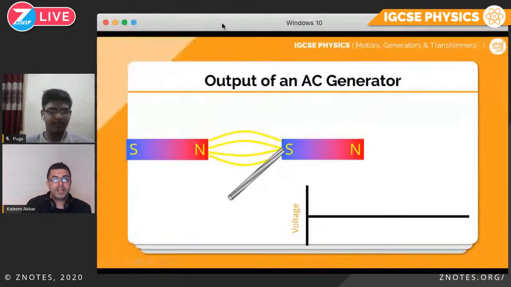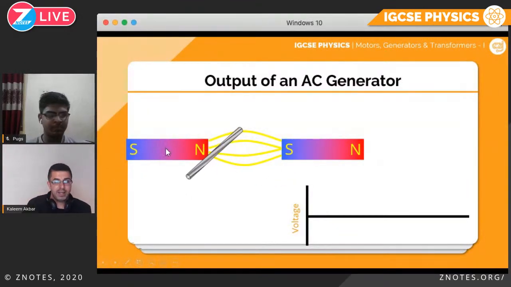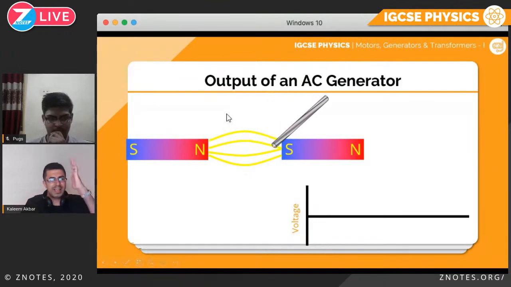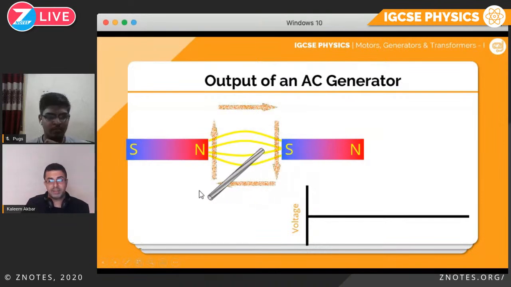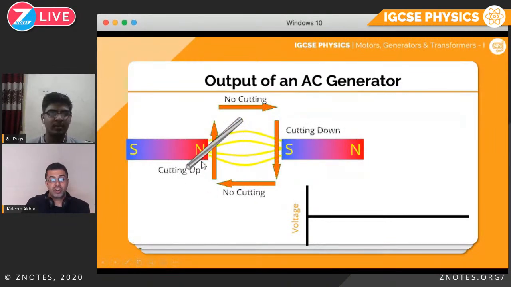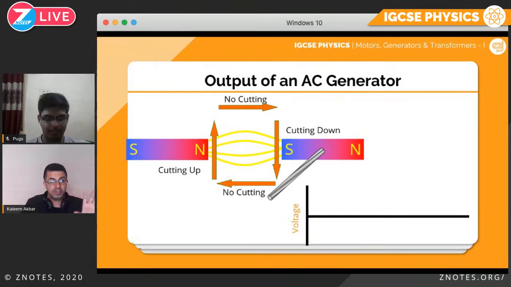Okay. So when I'm showing you this PowerPoint and it looks like we're deliberately missing the wire, I want you to understand that the coil is either at the top, or at the top and at the bottom at the same time. So what happens here? Cutting up the way, cutting the magnetic field, no cutting, cutting down, no cutting. Remember, the no cutting part is exaggerated. It's for illustrative purposes only. So what do we get?